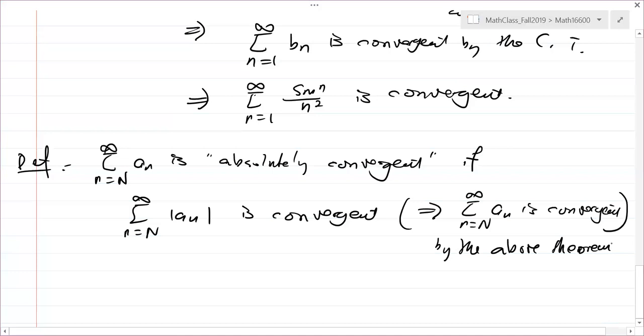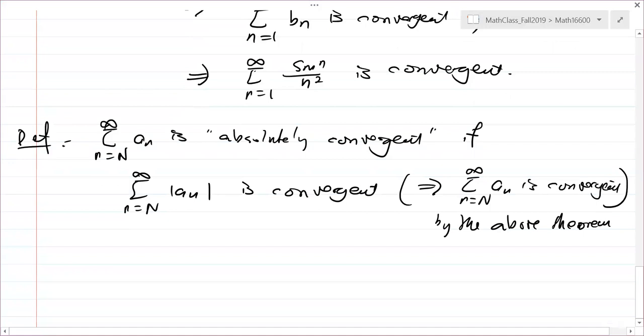By the above theorem, absolute convergence is always convergent. But the converse is not true. So here's a good example.